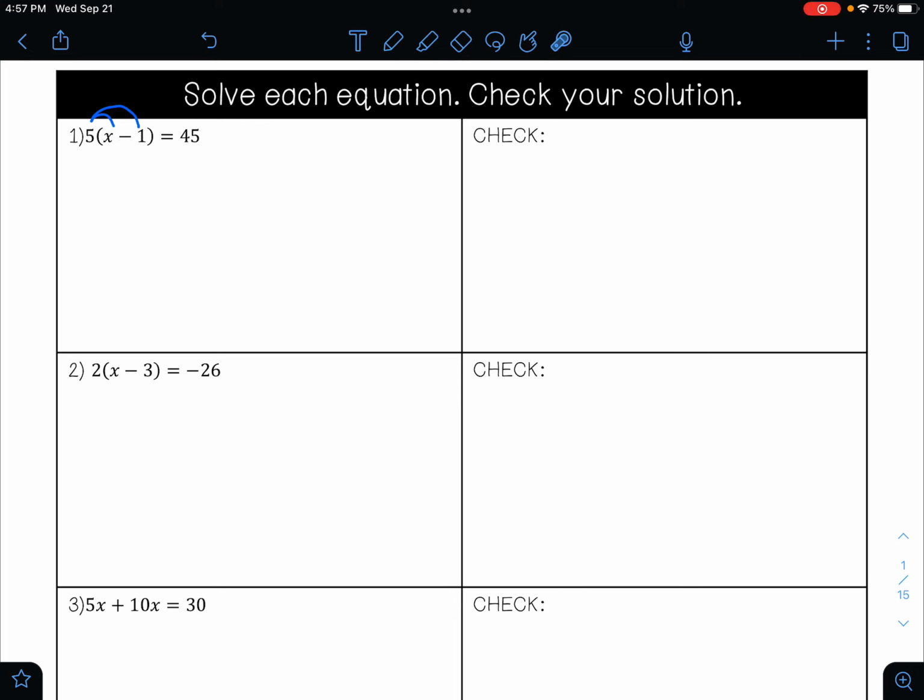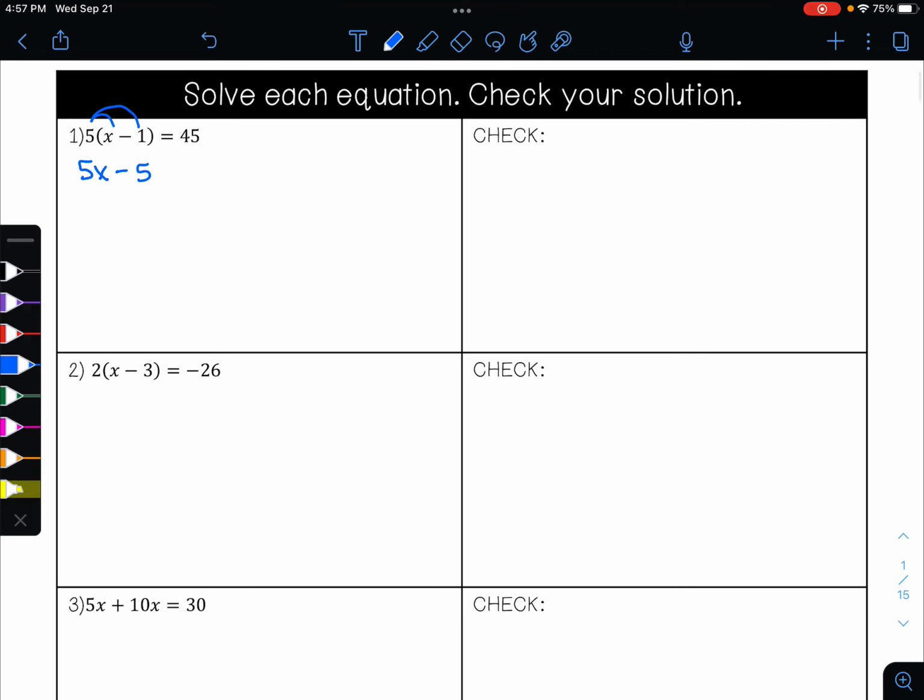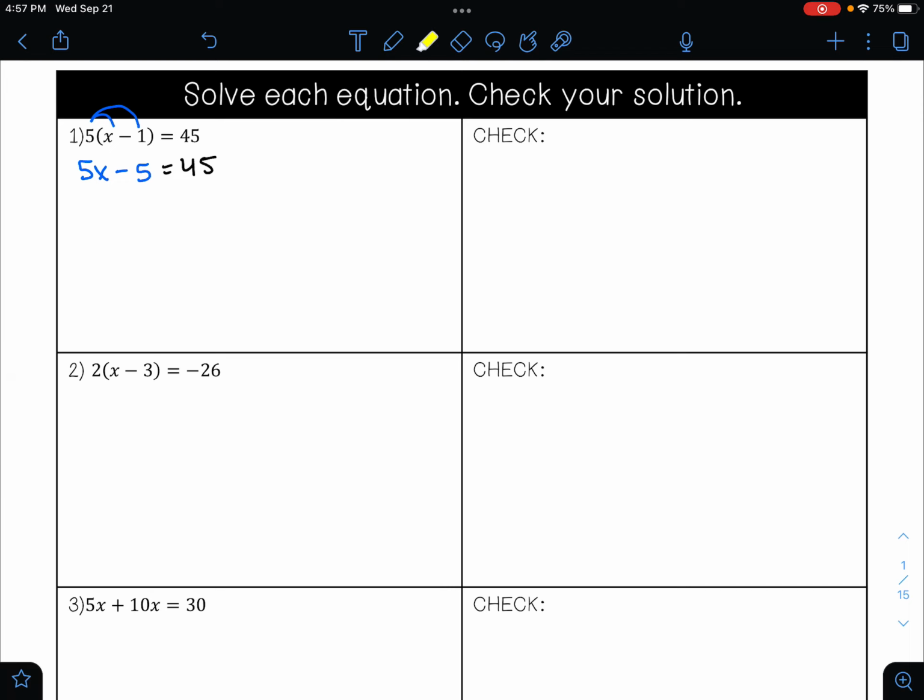5 times x is 5x, and 5 times negative 1 is negative 5. And then I'm going to go ahead and just bring down that equals 45. Now this is the same thing that we were doing with other equations. We want to isolate the variable. So I want to get the term that has x in it by itself. So right now, I want to get 5x alone.